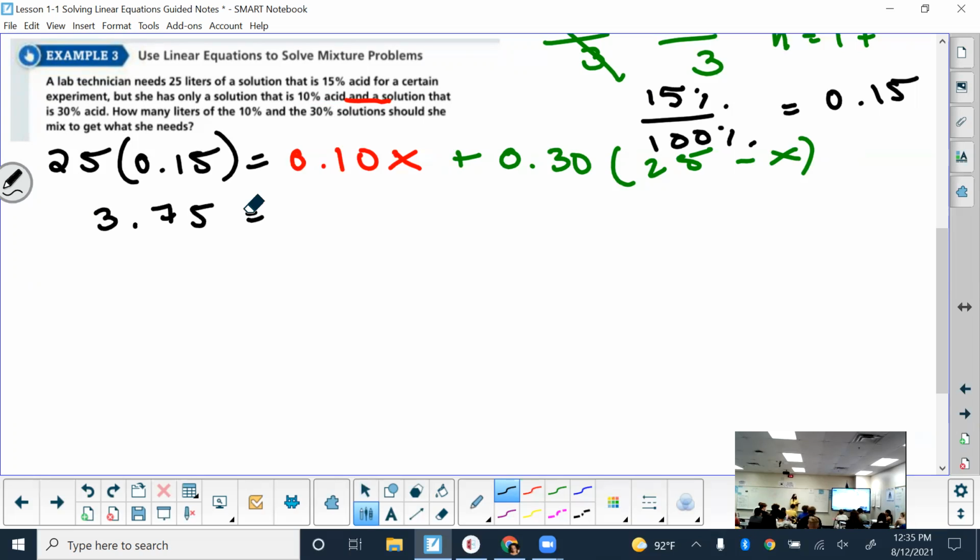When you take your quiz, you have like 25 minutes. You don't want to spend the whole time doing long division or long multiplication. All right, use the calculator. 3.75. Over here on the right side of our equal sign, we need to start simplifying. What do I do first?